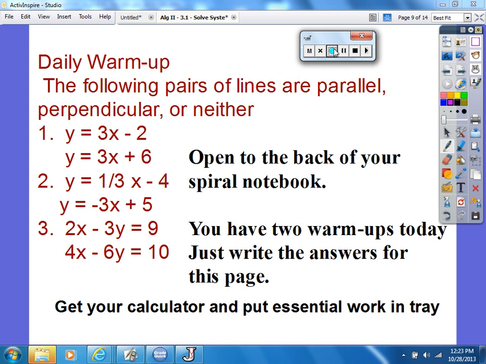Haley, what would you say for number 2? Perpendicular. Why, Haley? Good vocab, opposite reciprocals. Pick somebody. Sydney. There you are. Sydney, on number 2, how many solutions would they have? That is correct. Sydney, pick somebody.